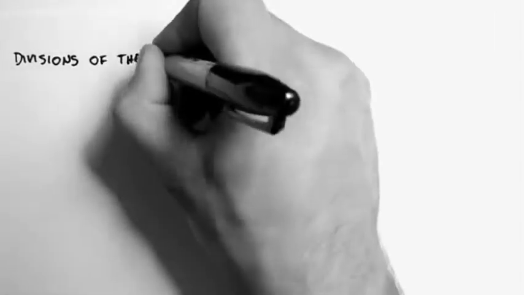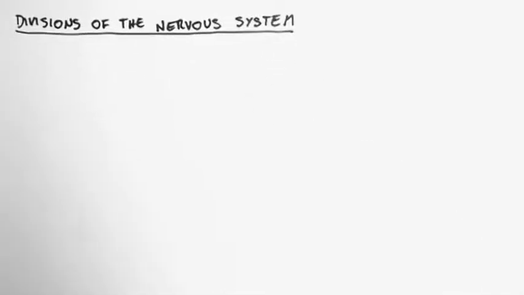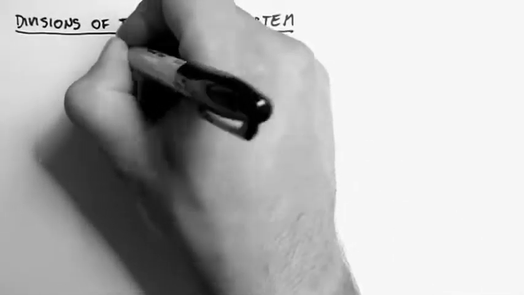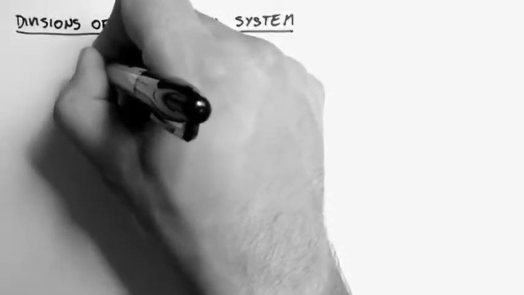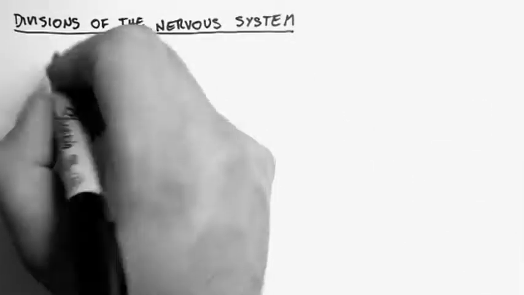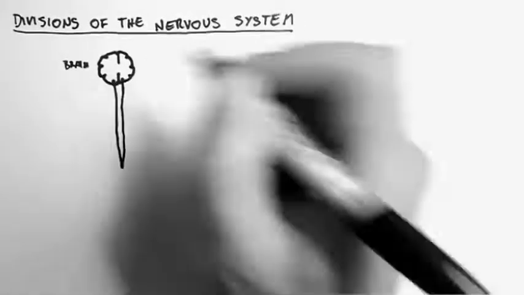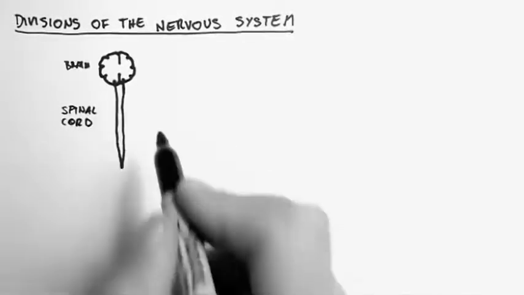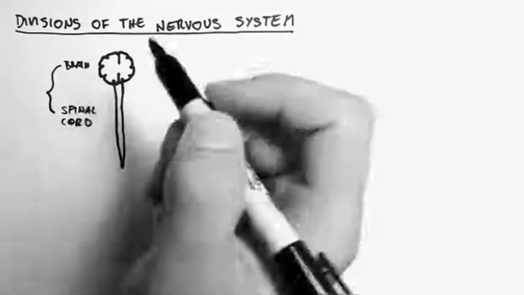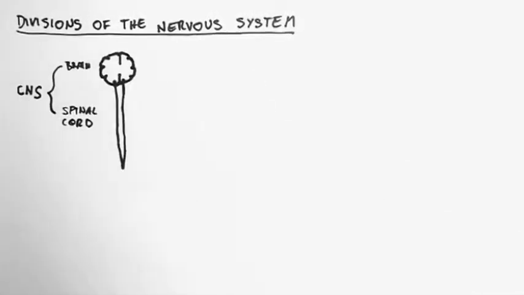Hi. In this video, we're going to have a look at the divisions of the nervous system. First of all, we'll have a look at the anatomical divisions of the nervous system. So here's a brain, and hanging down from the brain is the spinal cord. Now these two structures make up the central nervous system, or the CNS.